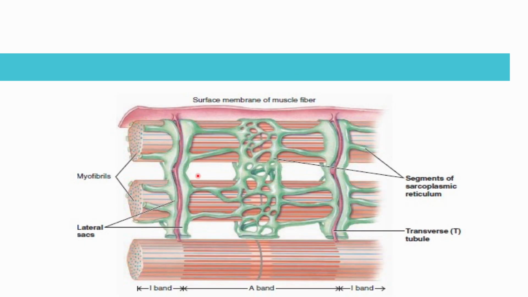So over here, you can see, what do we have here? Right over here are the lateral sacs. We have the myofibrils over here. And again, you can see I bands, you can see the A bands over here, you can see the M line here. And then these are the transverse tubules, or T tubules, as they're sometimes called. And over here we have the sarcoplasmic reticulum, the SRs, right over there.